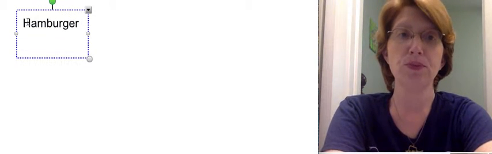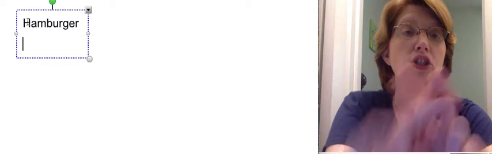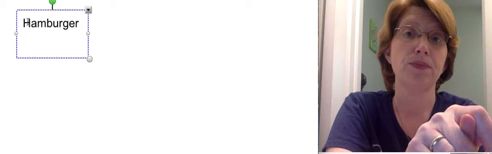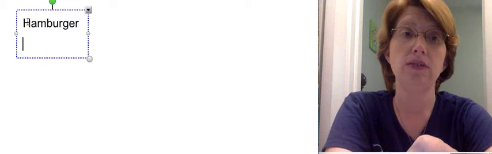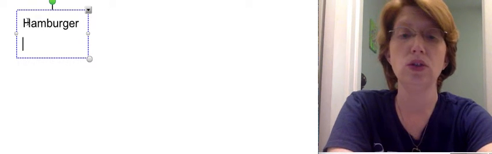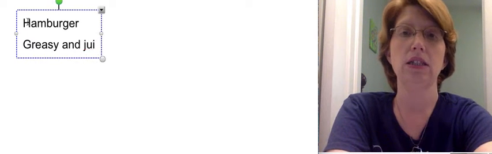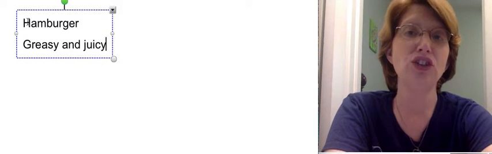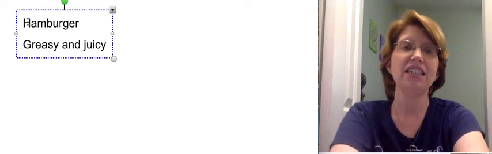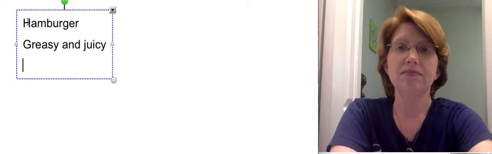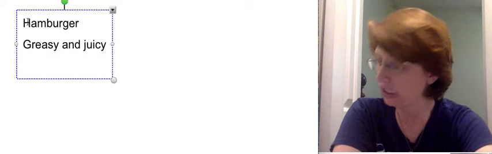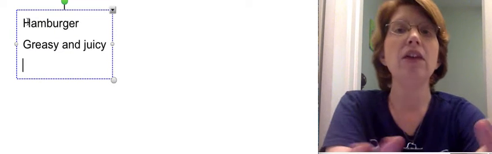Let's do one more. This is not a person. I chose hamburger. Okay, so hamburger. What are two words that would describe a hamburger? Two adjectives. So I chose greasy and juicy. Greasy and juicy. You could say greasy and hot. Sizzling would be an adjective. Okay. And then what's the verb?